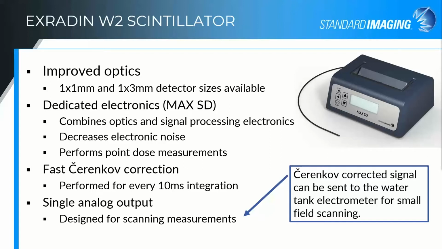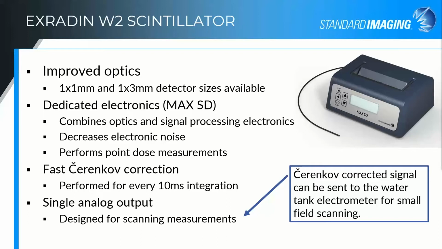We could have multiple detector sizes then at the end of the fiber. So there are 1x1 and 1x3 scintillators available with the Max SD. The 1x3 is actually quite useful for a couple of reasons. One is you get 3 times the signal from it, so your signal to noise is quite nice on that one. But also it gives you that direct comparison, apples to apples with the W1, if you're looking at any publications from that.